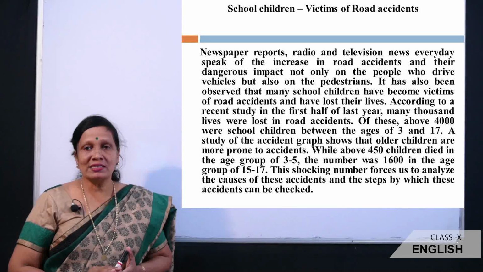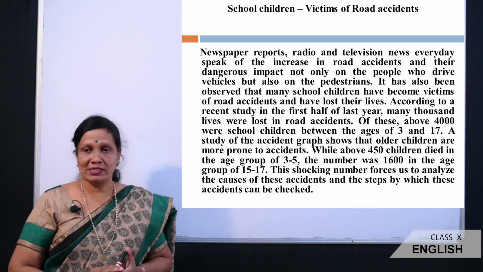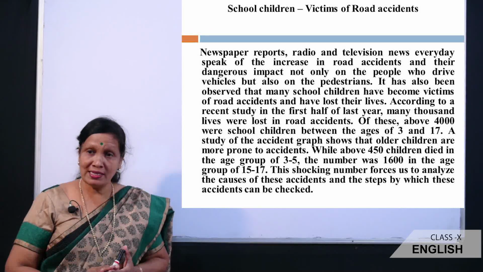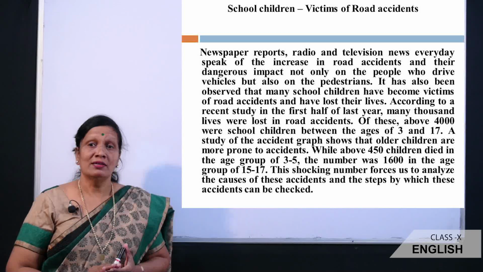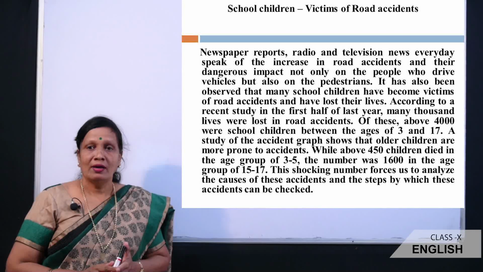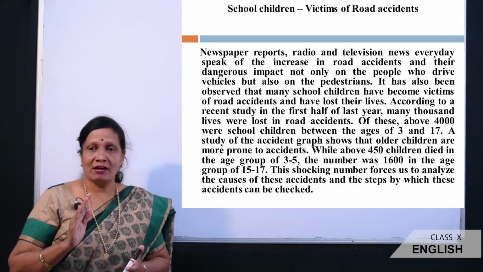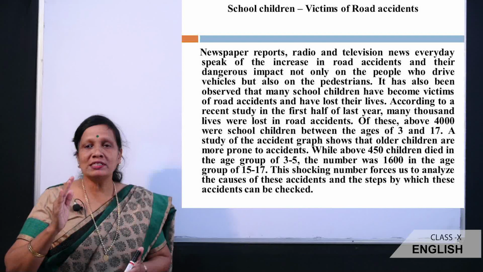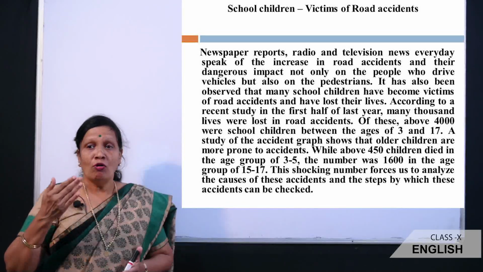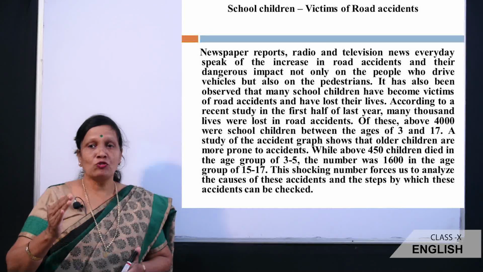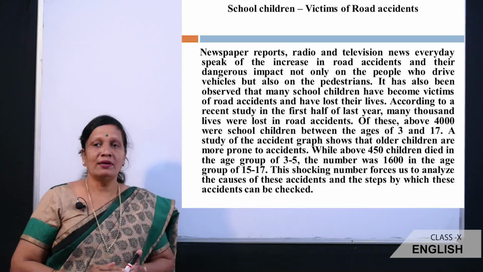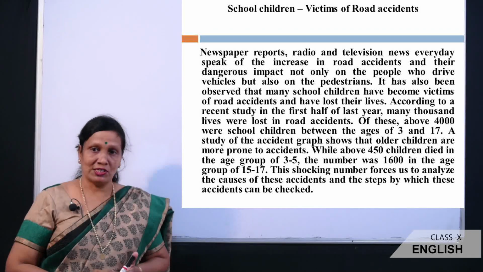According to a recent study, in the first half of the last year, many thousand lives were lost in road accidents. Of these, about 4,000 were school children between the ages of 3 and 17. A study of the accident graph shows that older children are more prone to accidents. While above 450 children died in the age group of 3 to 5, the number was 1600 in the age group of 15 to 17.